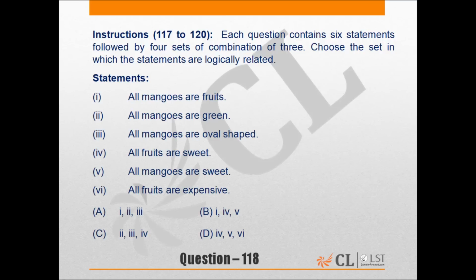B talks about 1, 4, 5. 1 says all mangoes are fruits. 4 says all fruits are sweet. Now here we have a general rule straight away. All fruits are sweet. All mangoes are fruits. From this we can clearly conclude mangoes will also need to be sweet, and 5 says all mangoes are sweet. B is clearly right. Option B will therefore be the answer. We don't even need to look at the other options.